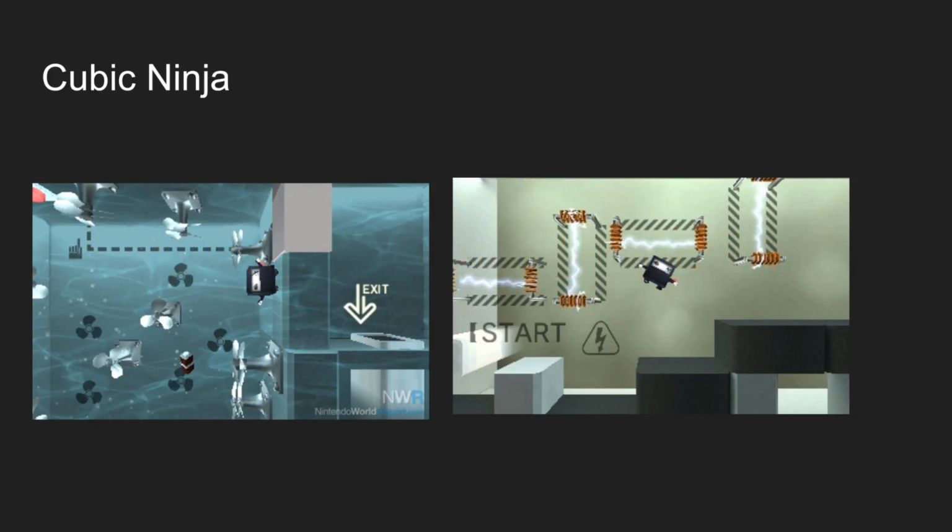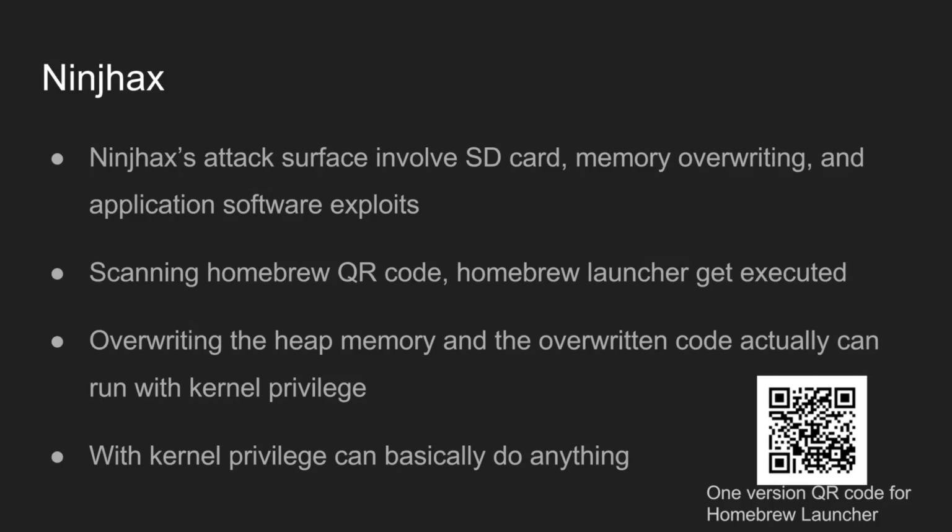Let me introduce Cubic Ninja first. It's a cute little game that lets the players control the protagonist by tilting the device. No matter how good it looks, this game has a vulnerability. Scanning a QR code using Cubic Ninja can cause memory overwriting of the kernel heap.